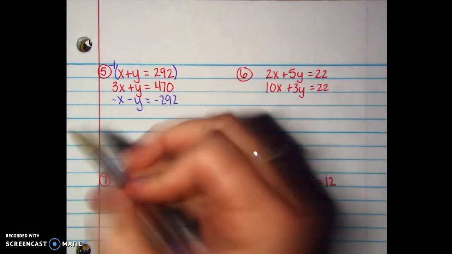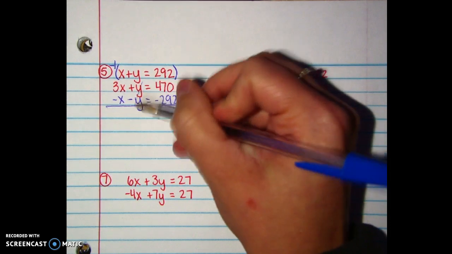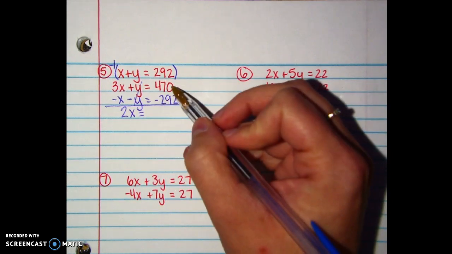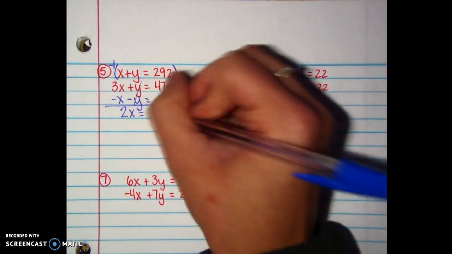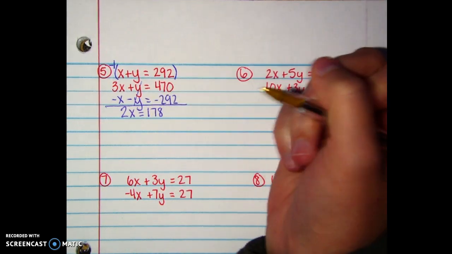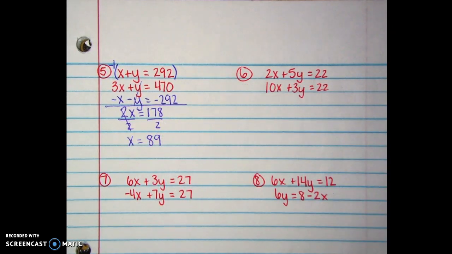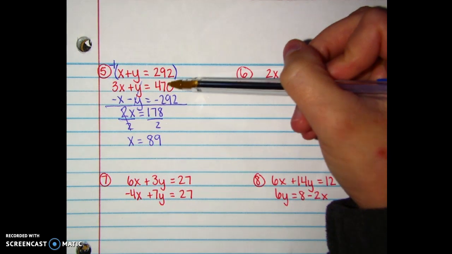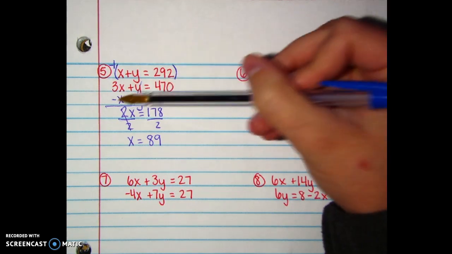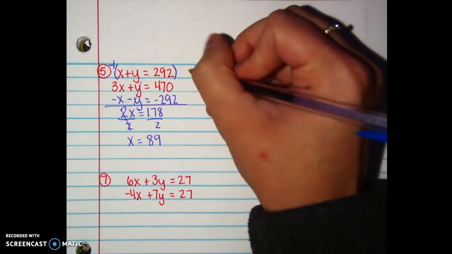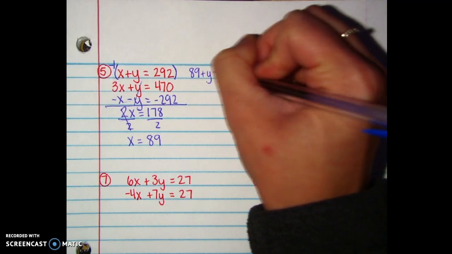And now I have my opposites, so now I'm going to start adding it together. 3x minus x is 2x. And then 470 minus 292 is 178. Divide both sides by 2. X equals 89. And then I need to substitute that back into one of the equations. You can either use one of the original ones that I have in red, or I could also use this one down in blue, but I'm going to use this top one in red because it's going to be the least amount of work. So 89 plus y equals 292.